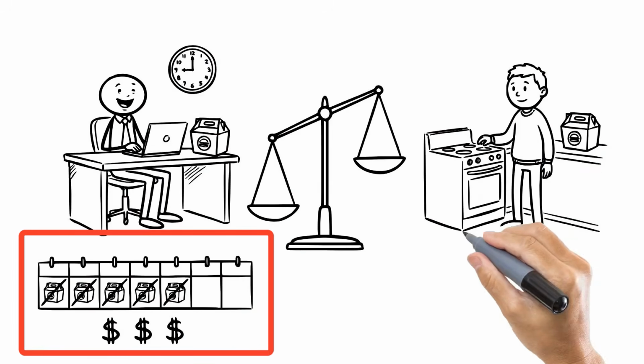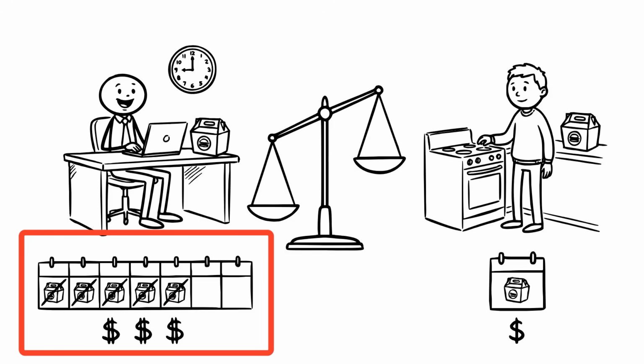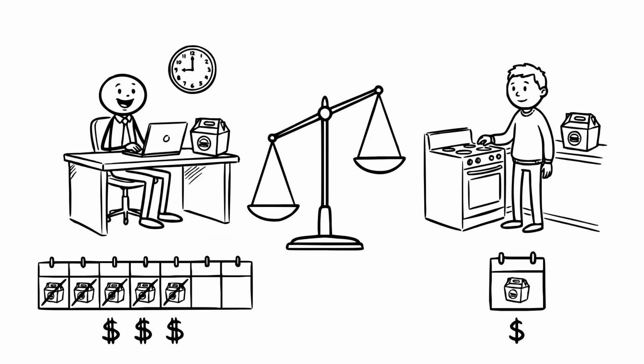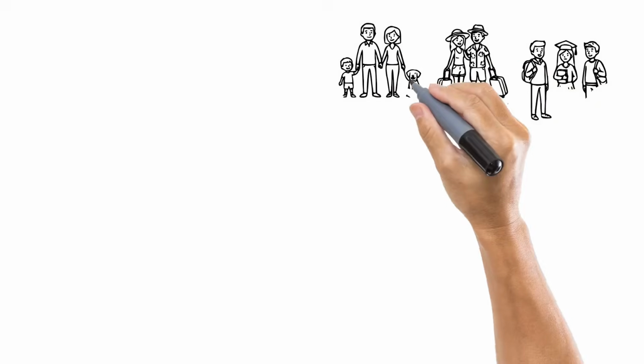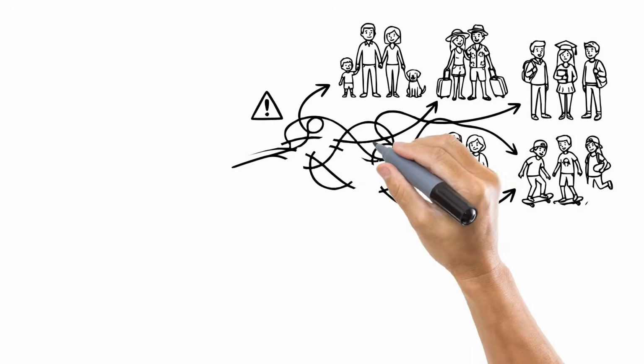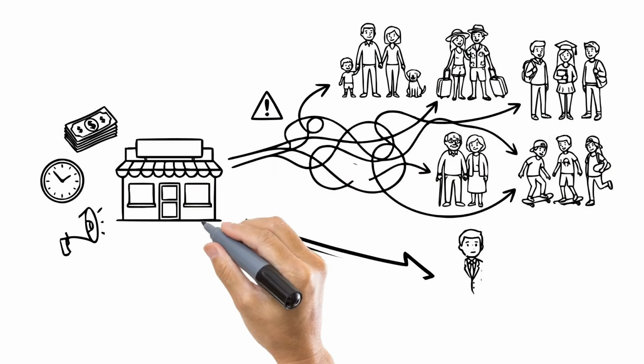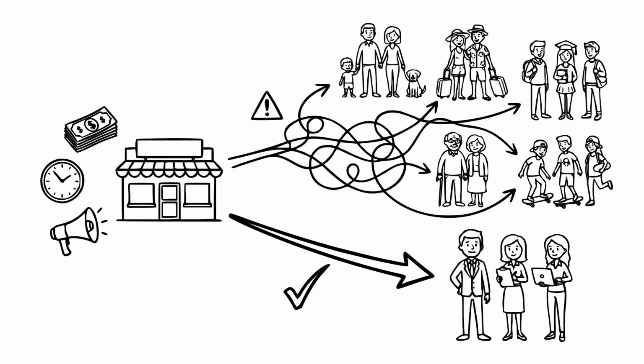A professional working long hours may regularly pay for convenient meals, while another customer might order only occasionally when they are too busy to cook. Avoid creating too many customer segments at the beginning. A new business usually has limited money, time, and marketing capacity. Serving one clearly defined group effectively can be more practical than trying to serve 5 unrelated groups.